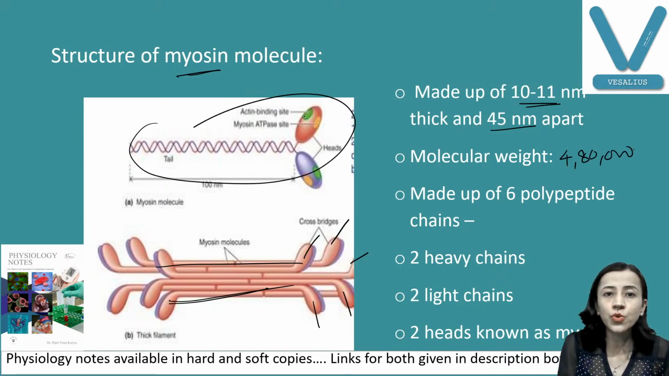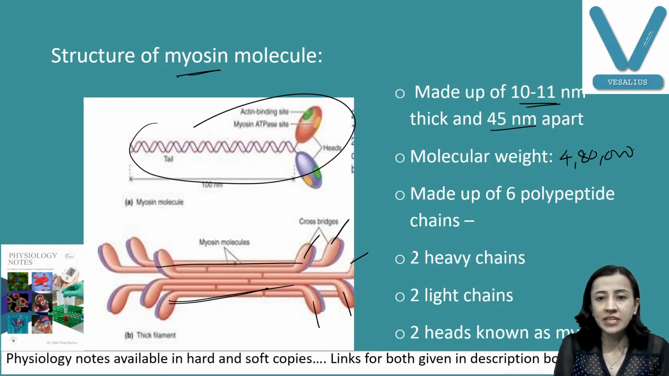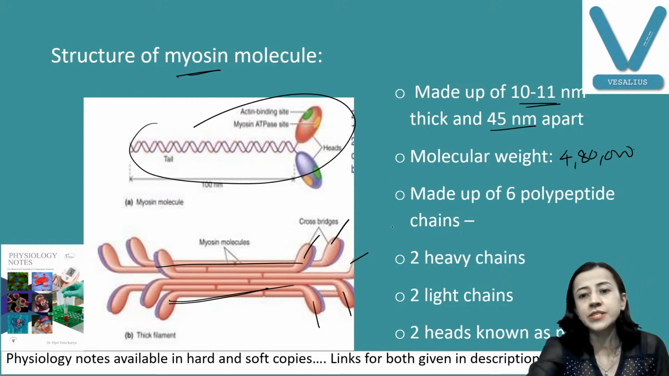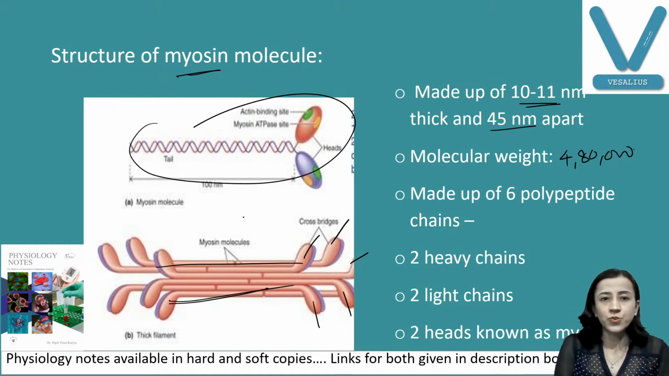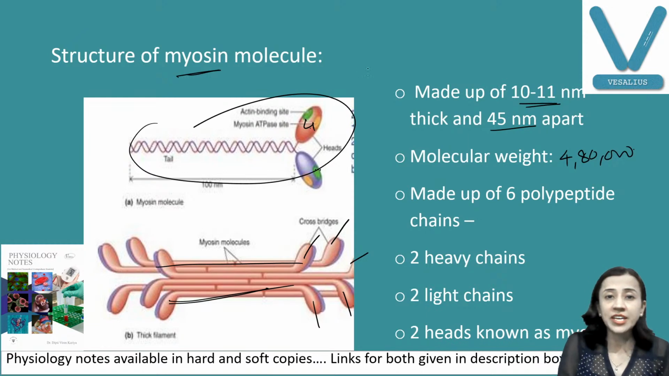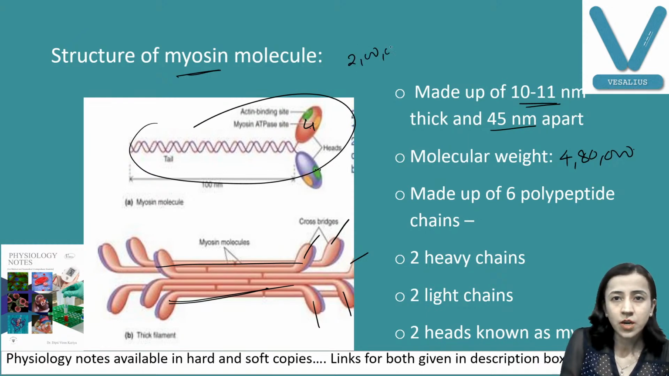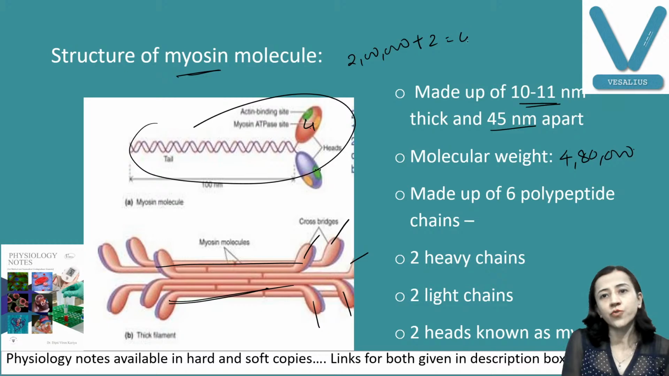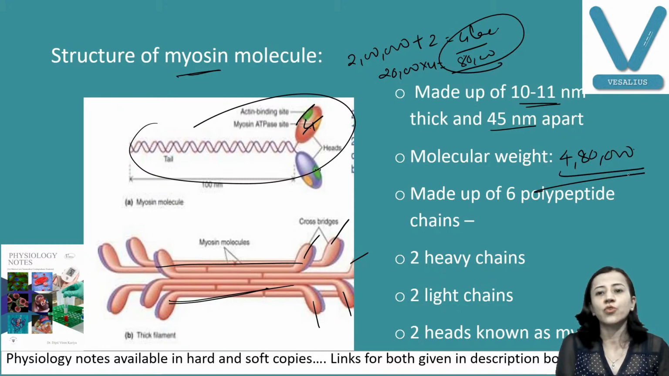It has six polypeptide chains: two heavy chains and four light chains, two on each side. Heavy chain molecular weight is 2 lakh, so 2 lakhs plus 2 lakhs is equal to 4 lakh. And light chain molecular weight is 20,000. 20,000 multiplied by 4 is equal to 80,000. 80,000 and 4 lakhs, so the total molecular weight is 4,80,000.